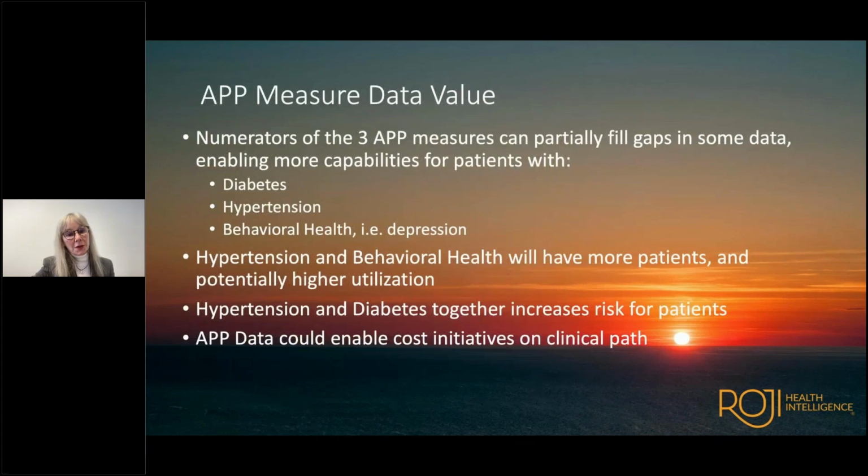The numerators of the three APP measures can partially fill the gaps in some of your claims data. So you can see patients with diabetes and hypertension. You can see patients with behavioral health and admissions. So evaluating the multiples that come out of the numerators of those data potentially creates a greater pool of risk for your patients and could enable cost initiatives on the clinical path as well. They may be narrow, but they will be defined by issues such as stroke risk and advanced diabetes and chronic kidney disease and so on, and issues of depression on admissions, which is a strong indicator for higher admissions.